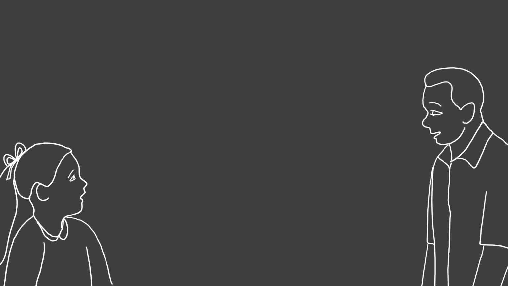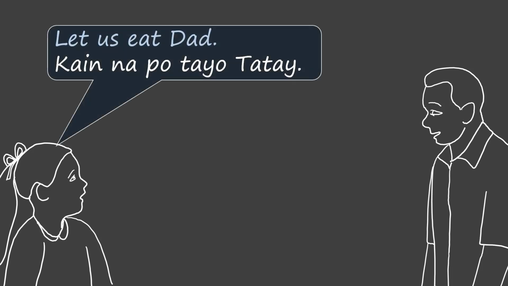Here is one more conversation. Let us eat, Dad. Kain na po tayo, Tatay. Us, tayo. Eat, kain. So to say eat, we can use the word kain. We can also use kumain. Dad, Tatay.